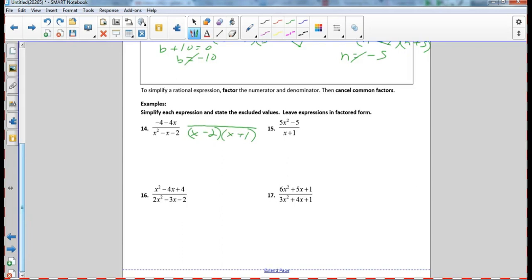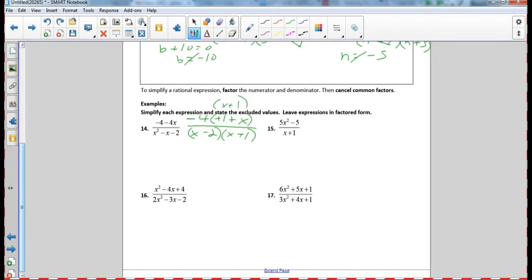Now, if I pull out a positive 4 on the top, I'm going to get negative 1 minus x. Now notice nothing cancels, because negative 1 minus x is not the same as x plus 1. So if I, instead of pulling out a positive 4, pull out a negative 4, then I end up with 1 plus x, which is the same thing as x plus 1.